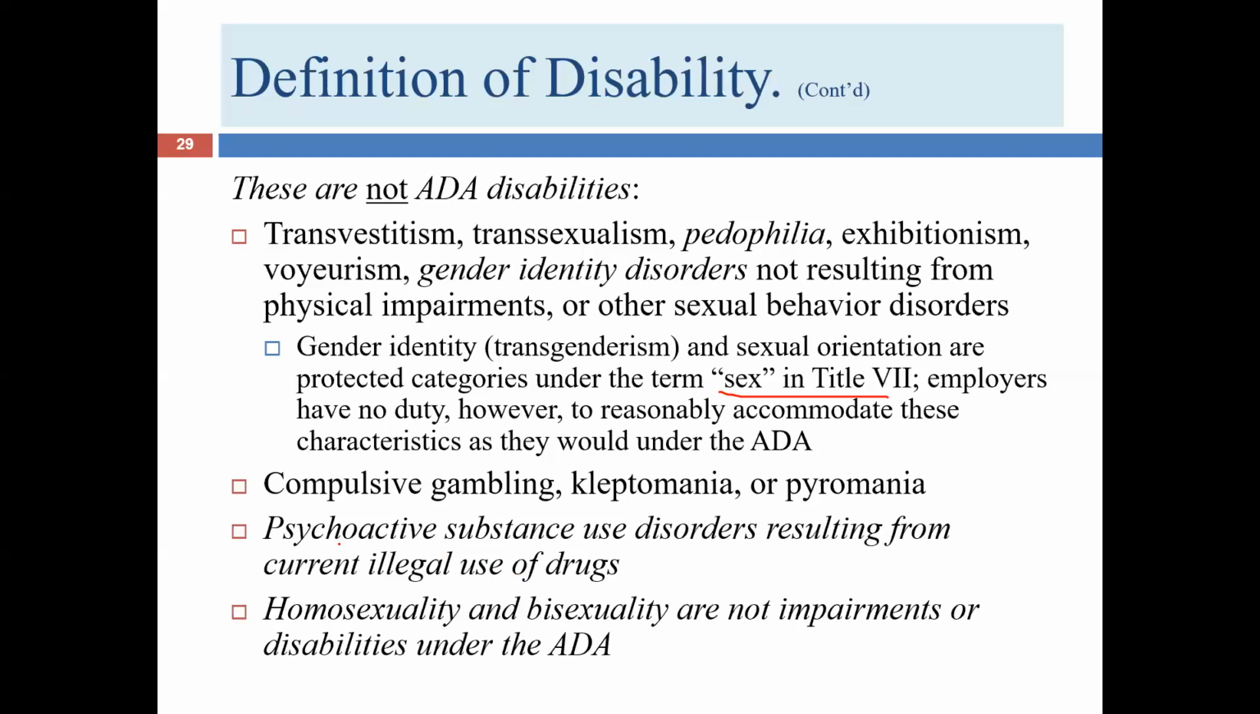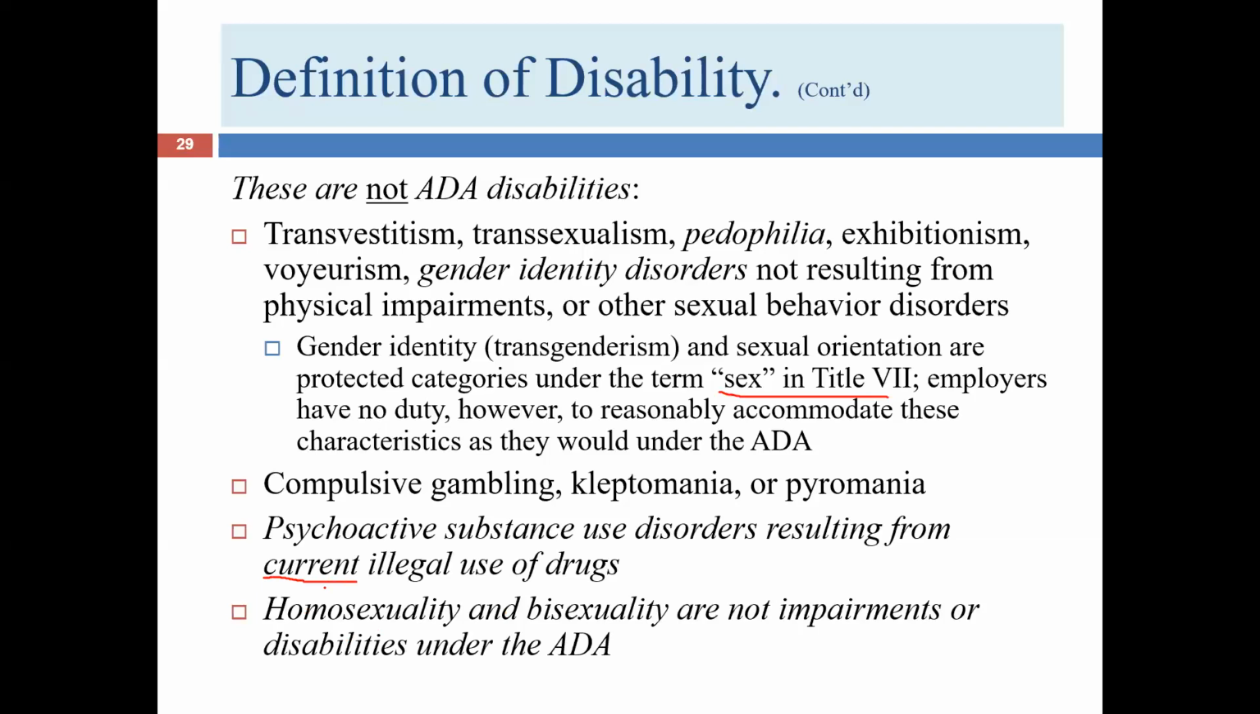And psychoactive substance use disorders resulting from current illegal use of drugs. I'll give you a preview of what we'll be talking about later, but you'll see that current illegal use of drugs is not covered as a disability. And so conditions that stem from that current illegal use of drugs are also not going to be covered. Now, a person might continue to have some disorders resulting from past illegal use of drugs, and those can meet the definition of disability. So a really important word here is current.